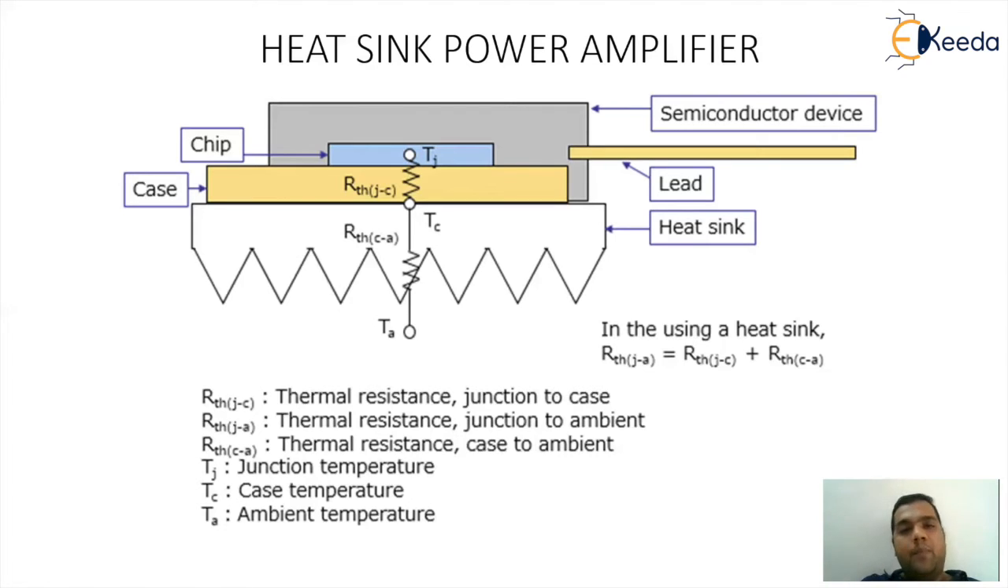So we need to have a path. In the absence of the heat sink, the path starts from the junction, goes to the case, and from the case to the air. But once you have the heat sink in between, the propagation path will be from junction to case, case to heat sink, and heat sink to air. The power is normally defined as the difference of the temperatures divided by the thermal resistance. That's the basic formula for getting the power dissipation value.